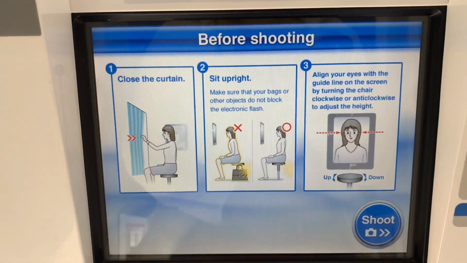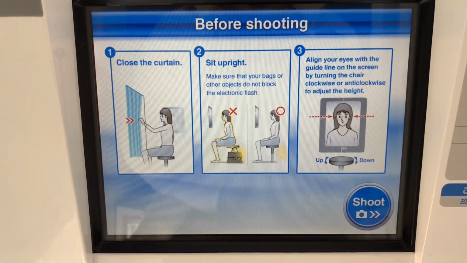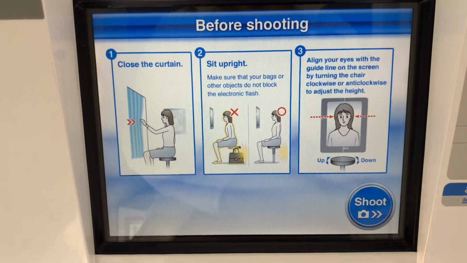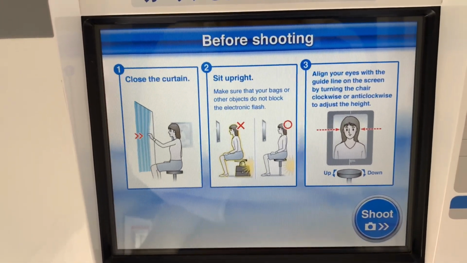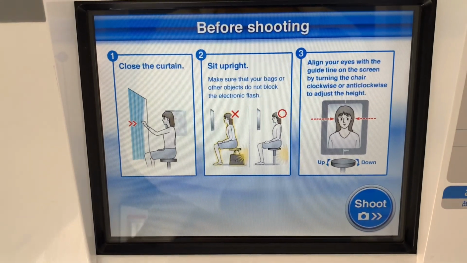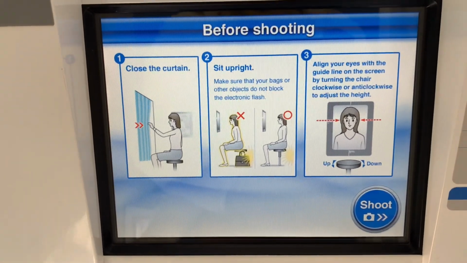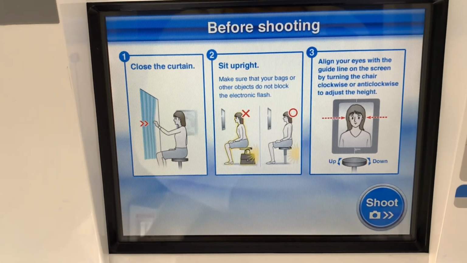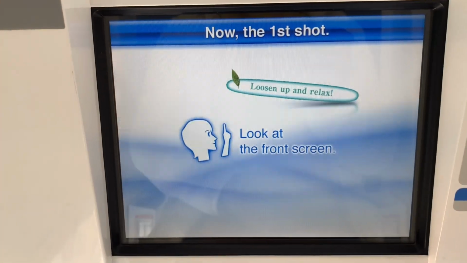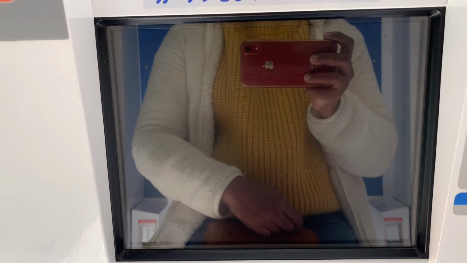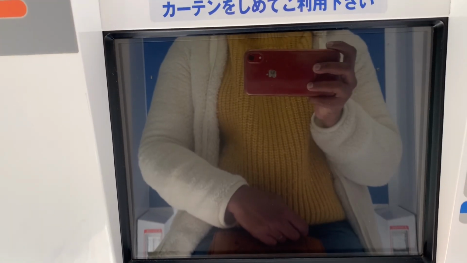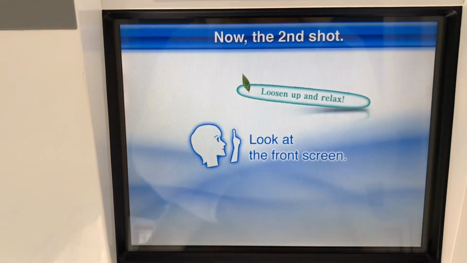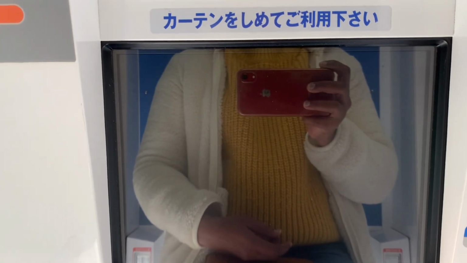Before shooting, read the instruction on the screen carefully to ensure the best shooting conditions. When you're ready, touch the shoot button. The shooting will start right after you touch the shoot button. 2 pictures will be taken. Here we go. 3, 2, 1. Now, the second shooting. 3, 2, 1.